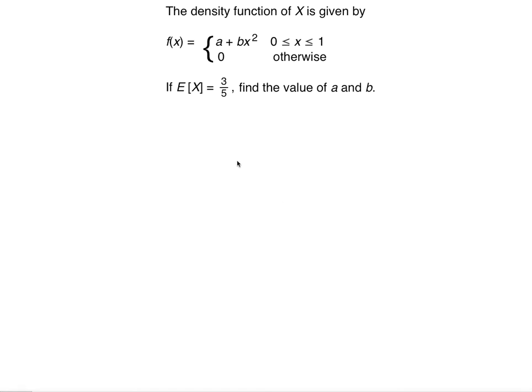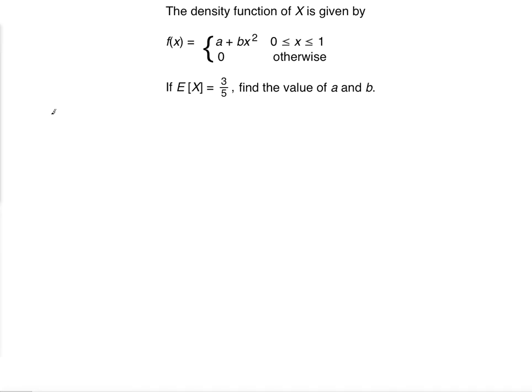We're given the density function of random variable x, from 0 to 1 for the x values, as a plus bx squared, where a and b are constants, and 0 otherwise. We're also given the expected value of the random variable x as 3/5. With this information we need to find the value of the constants, that is, a and b. In order to find these constants, you will need a system of linear equations in terms of a and b, and that way you will be able to solve for both.